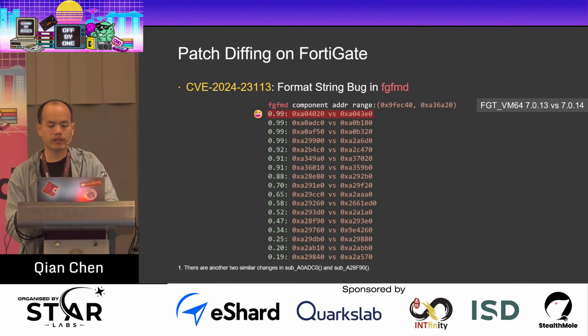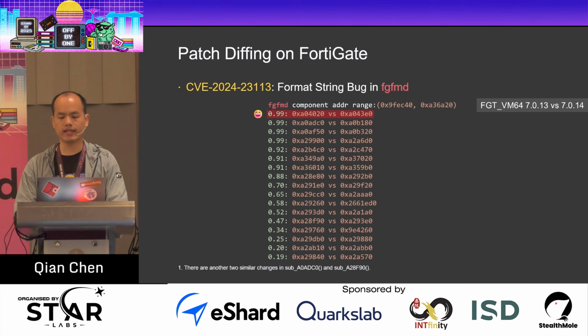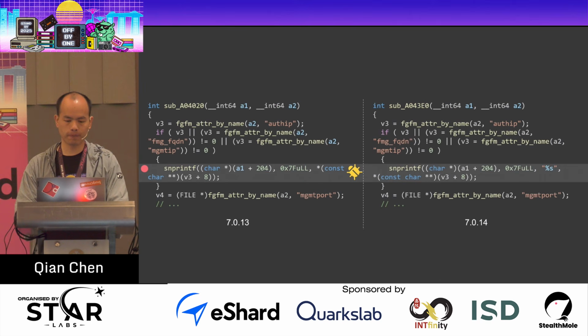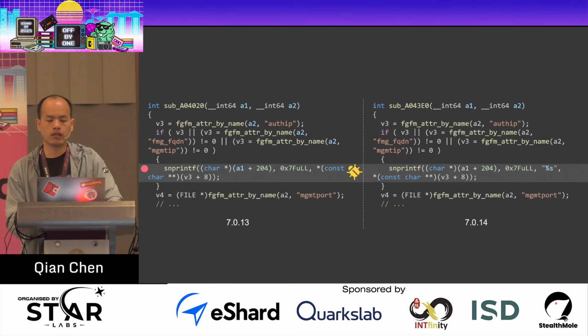While there are two other similar changes in other functions, our investigation revealed that the first function, sub_A04020, contains a critical vulnerability. This was particularly concerning as it required low authentication and could be easily triggered. Let's look at the specific code changes. The key difference lies in the SSL protocol. The patch adds a %s format specifier to properly handle the string input, fixing the vulnerability in the original version, where the externally controllable value was directly used as the format specifier.